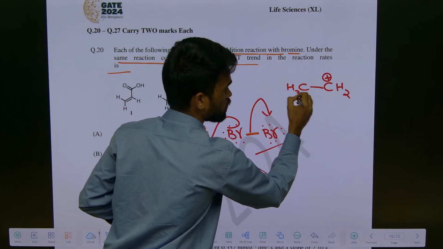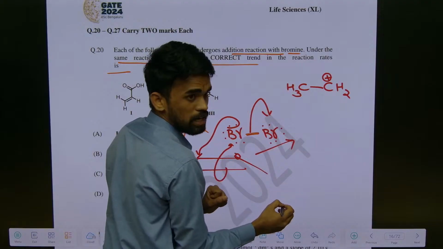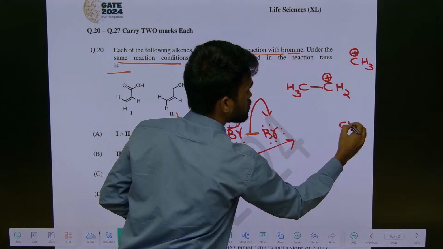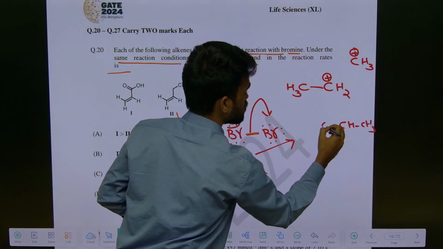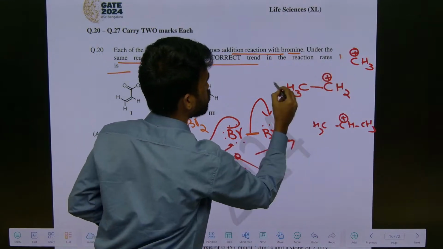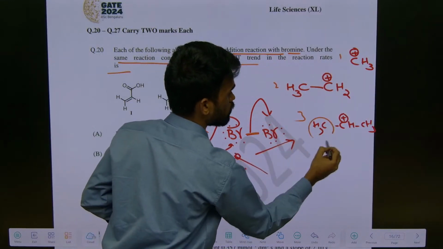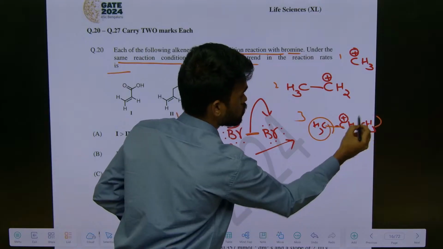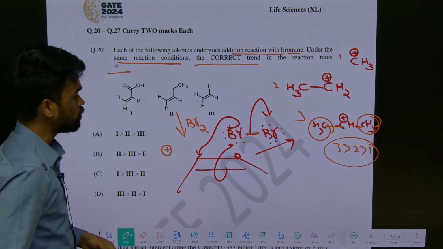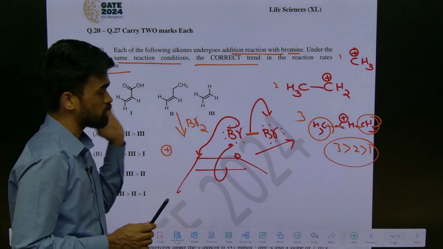Donating groups, or releasing groups I can say. So here I have a methyl group, and I have simply a carbocation here, and I have CH3 positive charge. So which is more stable? 1, 2, 3. More number of electron releasing groups. So 3 is more stable than 2, more stable than 1, we can say, right? So now apply the same concept over here.